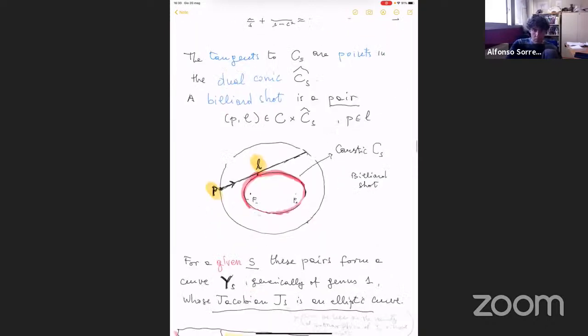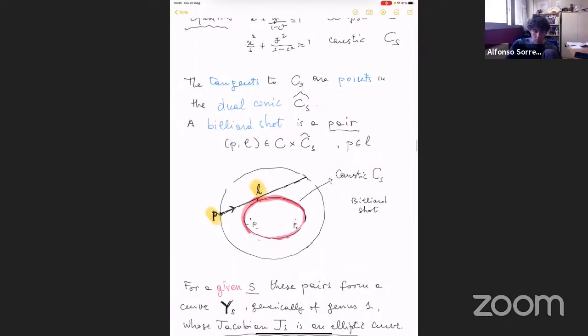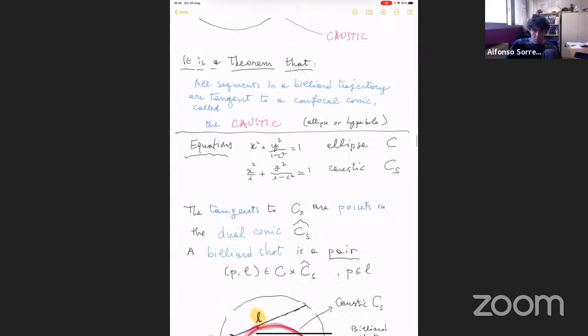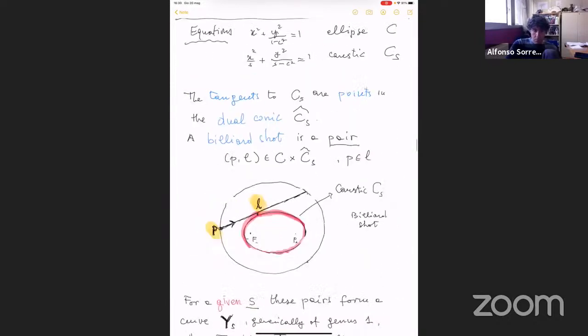So the trajectory is tangent to the caustic. And then let us look at the tangents to a caustic. The tangents to a given caustic may be seen as points in the dual conic, the caustic dual conic, which consists of the tangents to the conic itself. And these tangents are viewed as points under the duality of the projective plane, the simple duality.